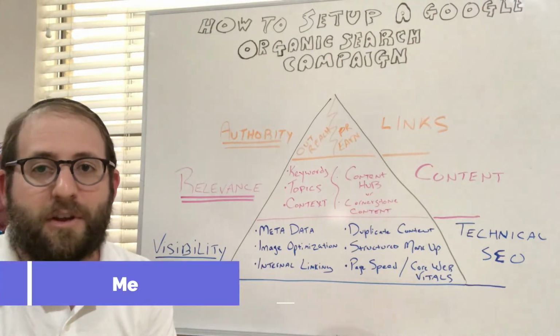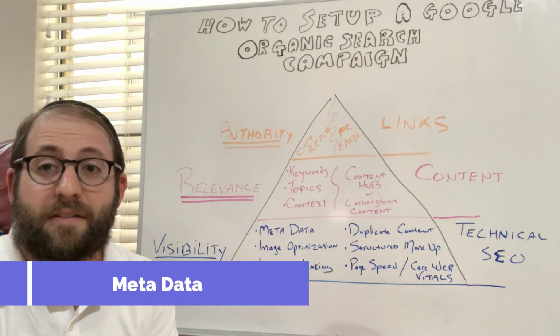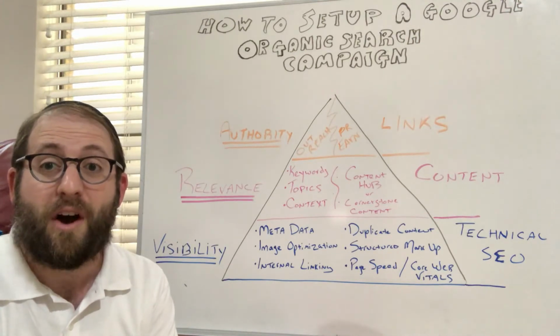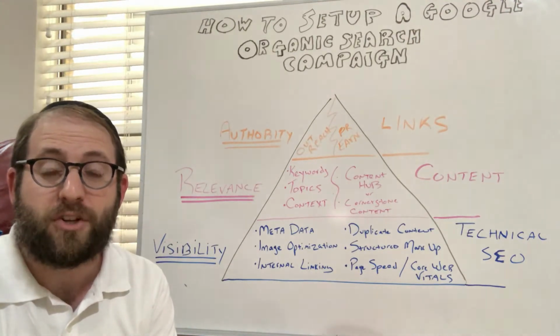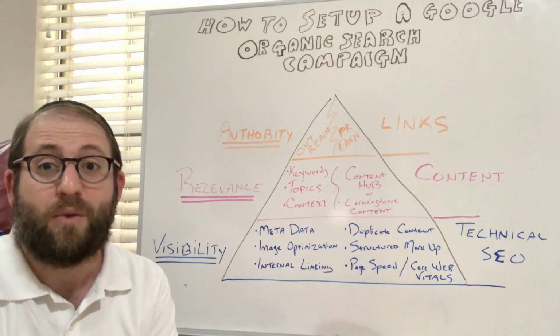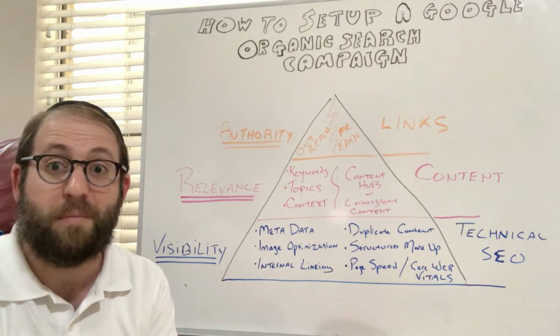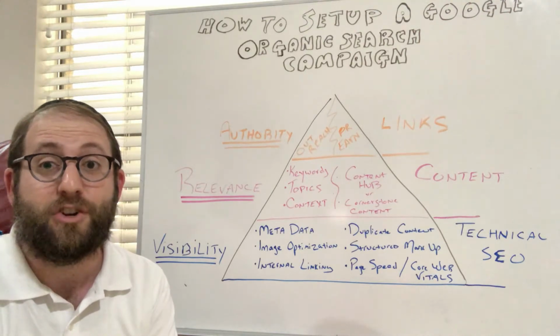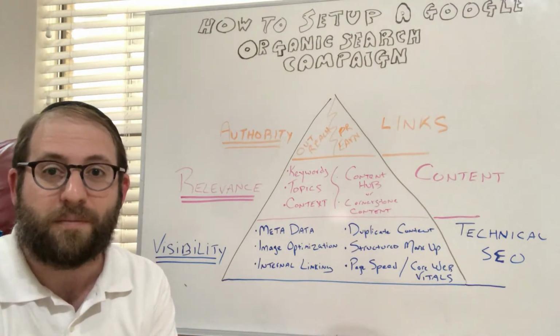Number one, that's going to be your metadata. And metadata means the title and description that is shown on Google's search engine result page. You have the ability to optimize that with keywords and with complete sentences, and making sure that when people come to Google, they're going to want to click on your page rather than the competition.